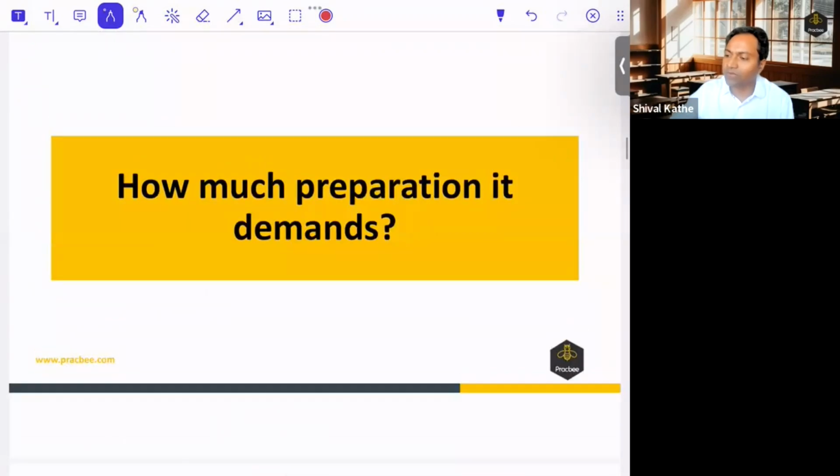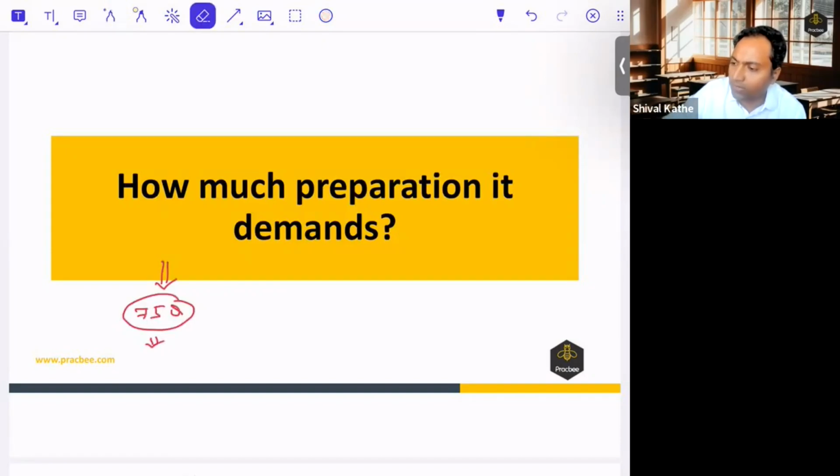Now, if I specifically answer the question of how much preparation it demands, what it demands on the side of a student is 75 questions on a daily basis, at least, and that will translate into at least 4 hours of self-study. So what you require is 4 hours of problem solving, not just self-study, plus at least 30 minutes of revision on a daily basis.